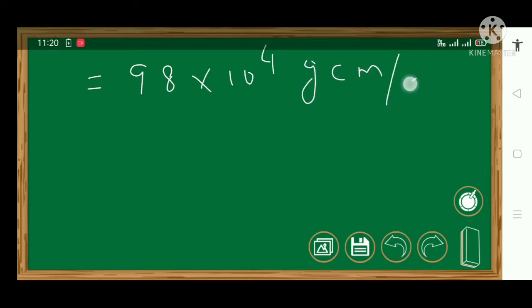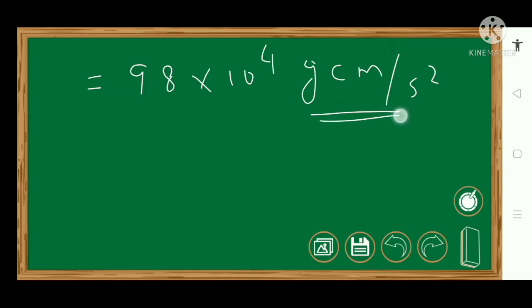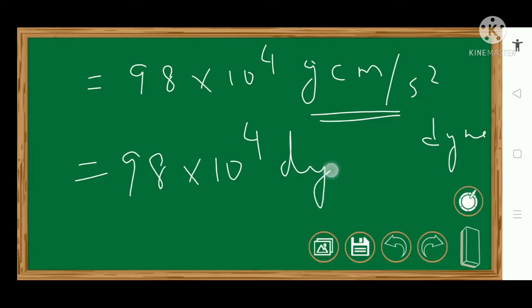So you can get 9.8 into 10, that is 98 into 10 power 4 gram centimeter second power minus 2, that is gram centimeter per second square. It will be equal to 1 dyne. So you have to write 98 into 10 power 4 dyne.